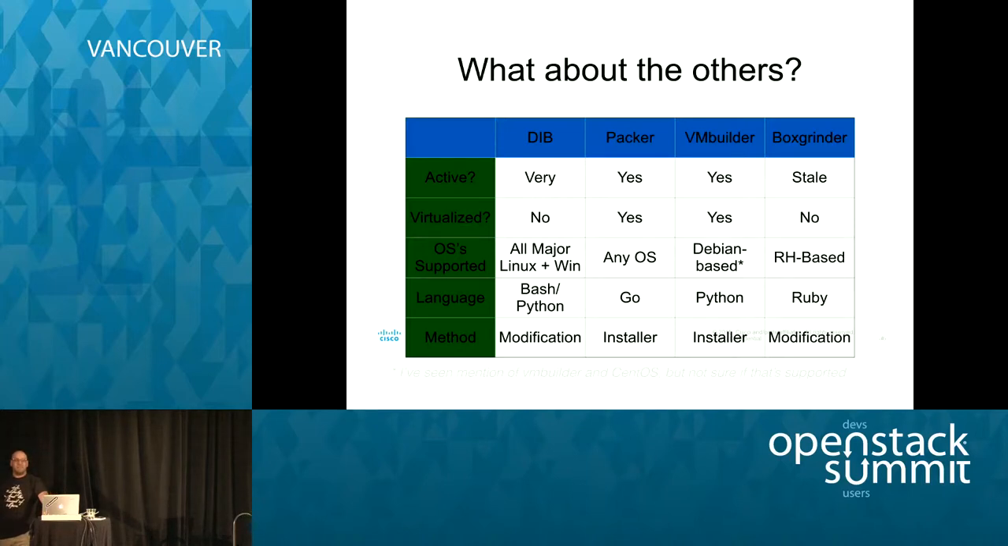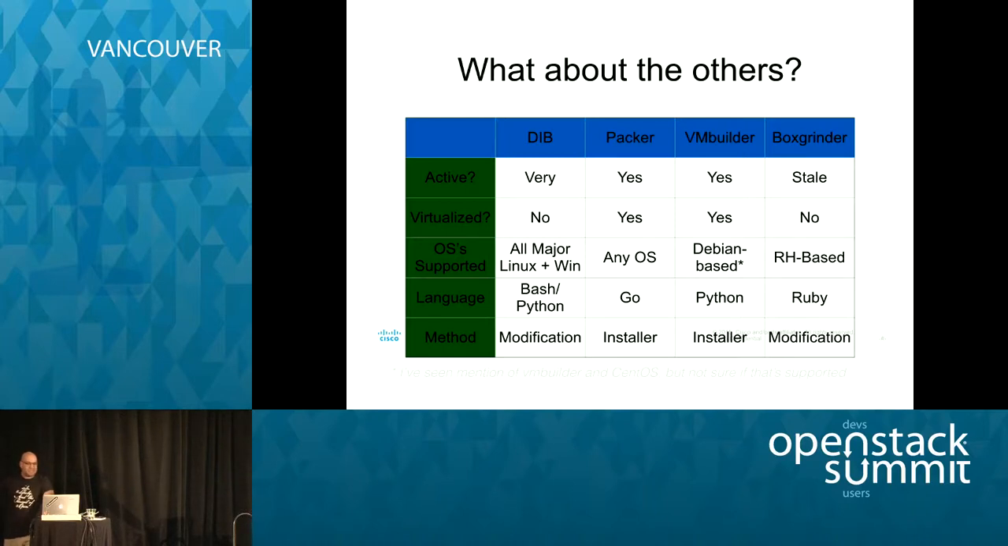Now, with DIB, I can make all of the major Linux distributions, and there's rumor of Windows being able to work. Packer does have an advantage that any OS can be installed because it just imitates the user action. So if it has an installer, you can kind of imitate it, you know, somebody typing it on the keyboard. And Boxgrinder obviously only worked on Fedora and RH-based distributions.